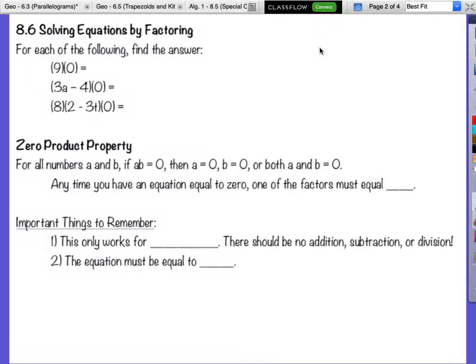Okay, solving equations by factoring. So, first of all, okay, point 6 in our notes here.